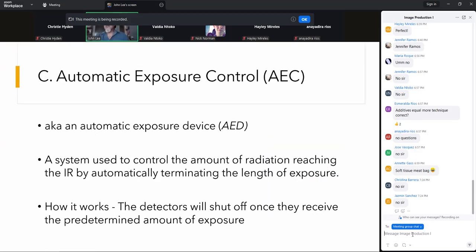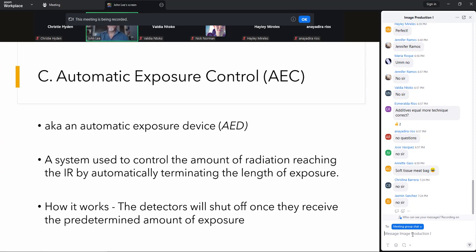Automatic exposure control, or automatic exposure devices, are used to control the amount of radiation that reaches the IR by terminating the length of the exposure. Okay, so the ionization chamber is utilized once a certain amount of electric charge is generated by ionization, that will send a signal to stop the kV and halt X-ray production.